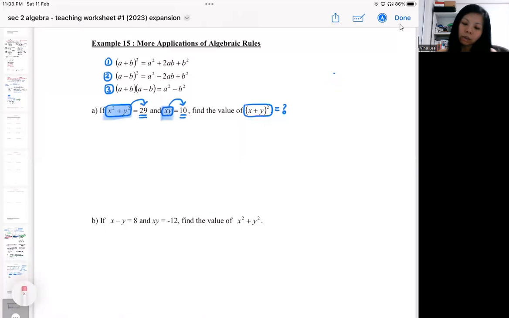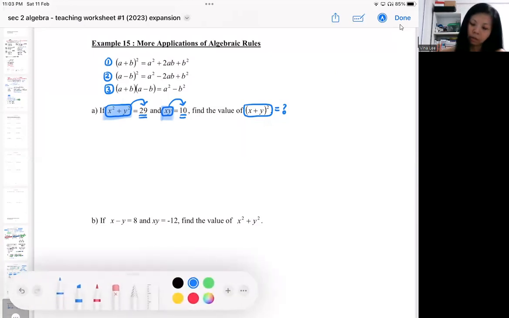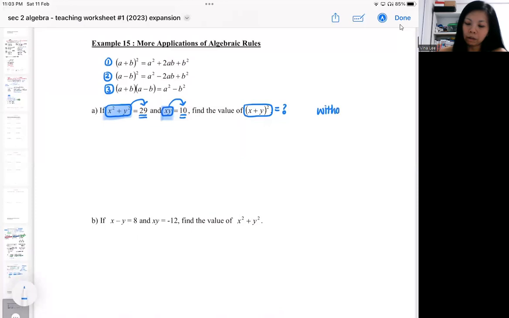Maybe you're thinking, can I do simultaneous? Yes, you can do a simultaneous, but that one doesn't fall into Sec 2 simultaneous. It actually falls into the upper set nonlinear simultaneous. And that one is in A math. So now your job is to find the value without knowing what is x, without knowing what is y. So you got to guess the formula first. I'm guessing it looks like this formula.